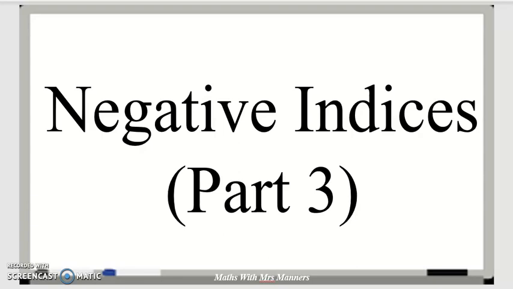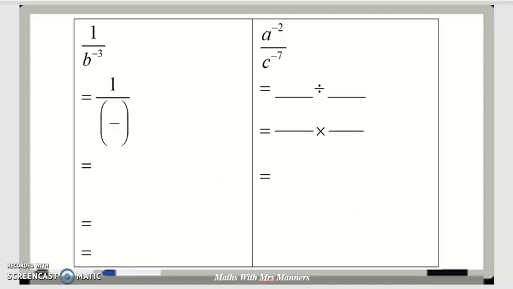This video is part 3 of negative indices, and we're going on to, I'd say, probably the hardest types of questions you can expect, and this would be where we have fractions that contain negative indices. They're actually not as bad as you think. So let's have a look at the long way.